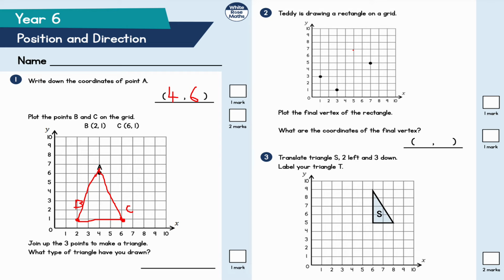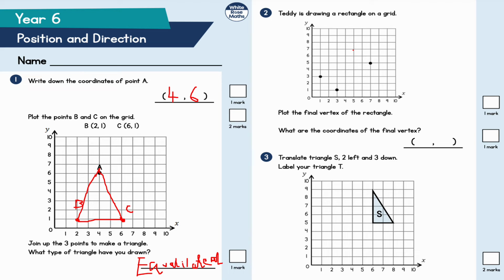What type of triangle is drawn? Now I'm inclined to say an equilateral triangle. Obviously it might not look it, okay, so it's an equilateral triangle where all the sides and angles are the same. Okay, so hopefully that makes sense, guys.